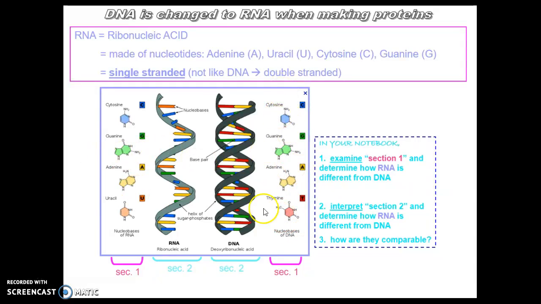Are there any differences? Number 2 is look at section 2, which is the overall DNA polymer and RNA polymer, and identify any potential differences you see visually when comparing the structure of the DNA polymer to the RNA polymer. And then finally, number 3 is how are they similar? In what ways are RNA and DNA similar?